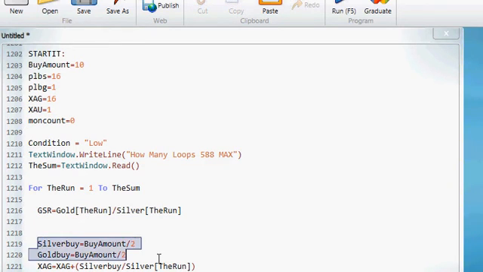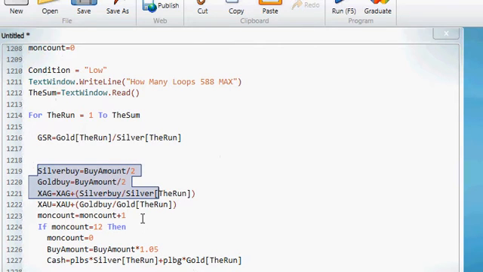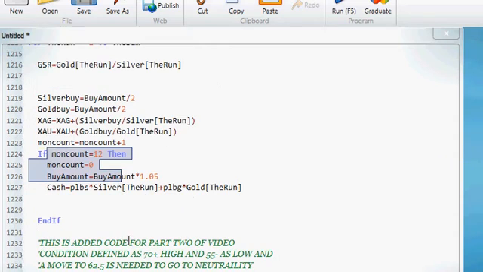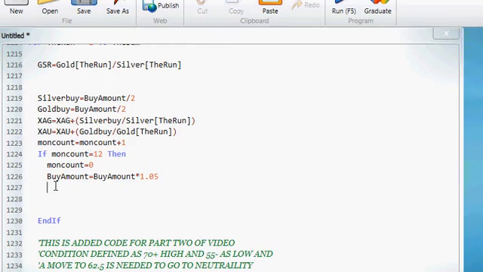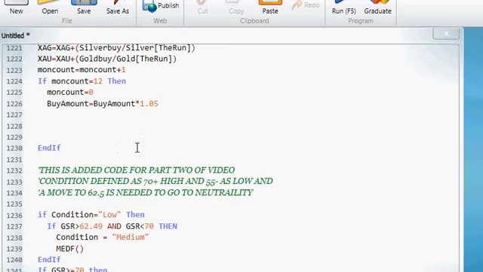This code is from the previous video, which is the first person buying the silver and gold, and then resetting it after 12. This was just me fooling around when I was fixing errors earlier on. That code is the same as it was before. I added this in here.